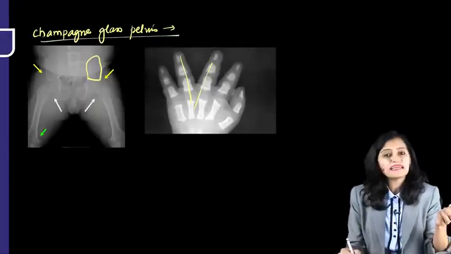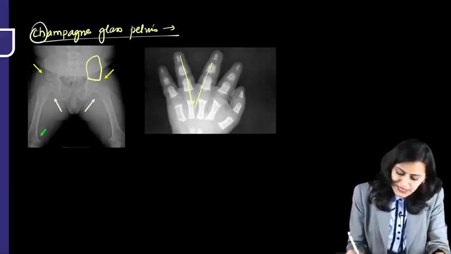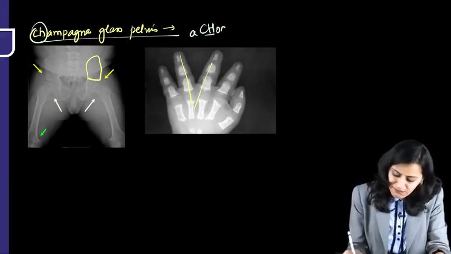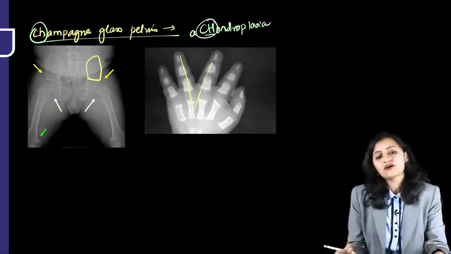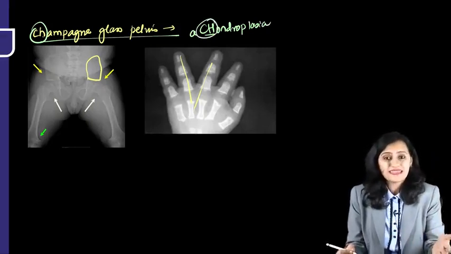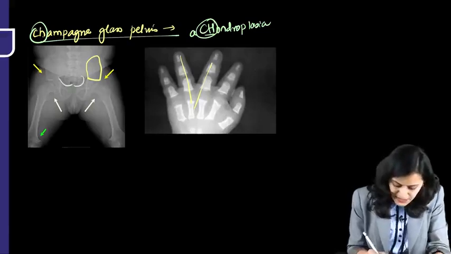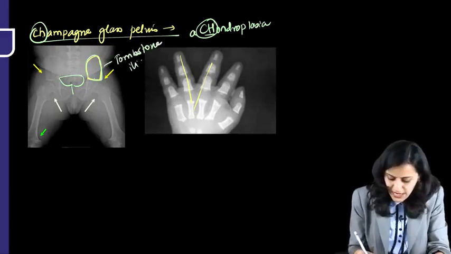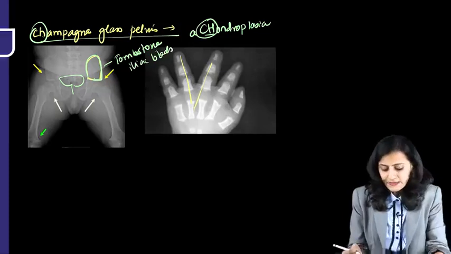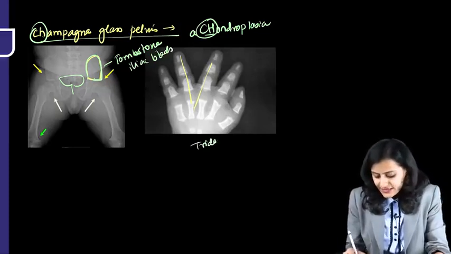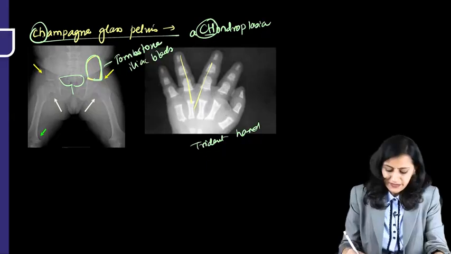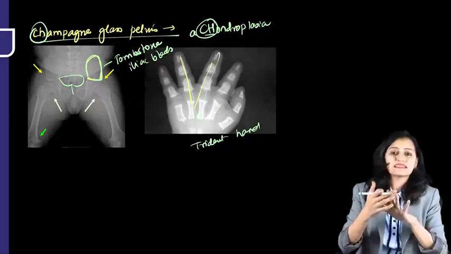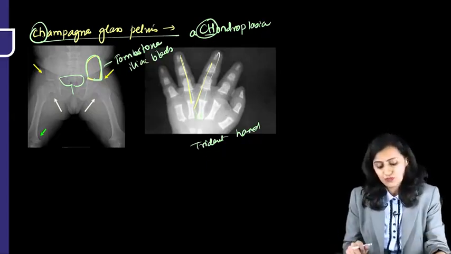Where do we see champagne glass pelvis? Remember champagne glass, CH. Champagne glass pelvis is seen in achondroplasia. Achondroplasia, one of the causes of short stature. So we have this champagne glass pelvis that we see here. The iliac blades are tombstone iliac blades. Tombstone iliac blades is what we see here. And we have the trident hand or the starfish hand. The increased separation between the middle and the ring fingers, that is the trident hand, is what we see here.